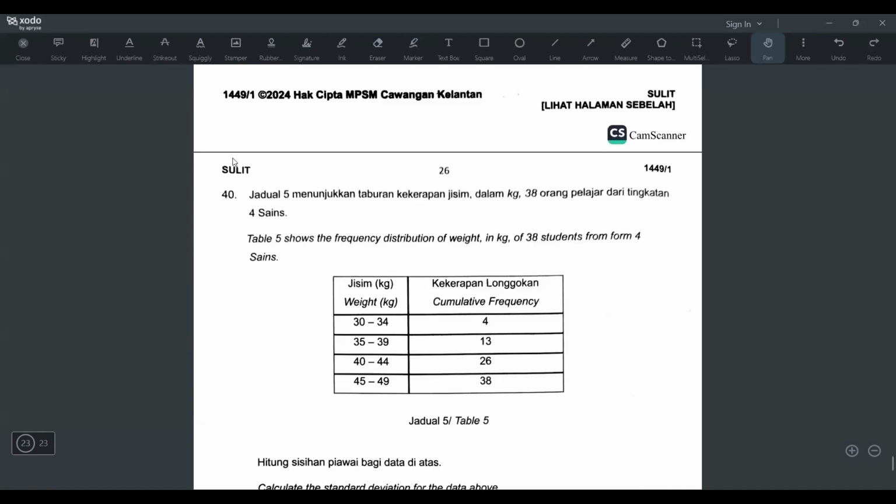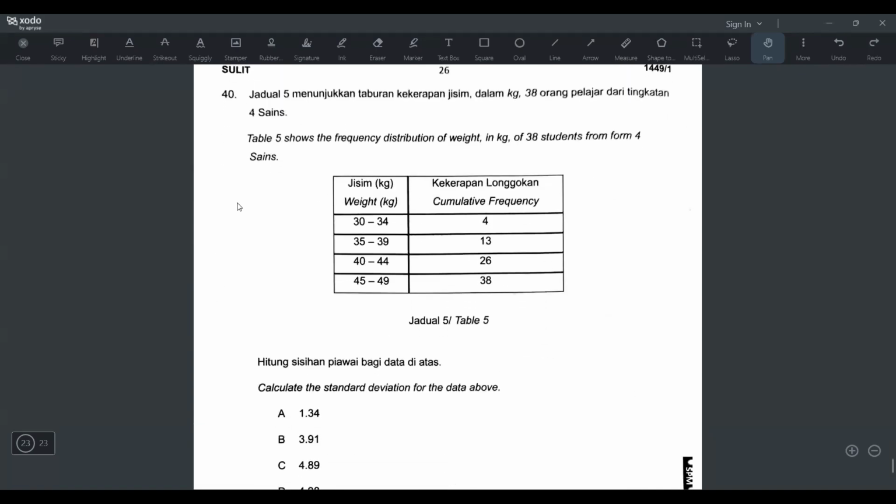Okay, sudah siap? Okay, now we are at our last question. Finally, let's finish it. Table 5 shows the frequency distribution of weight in kg of 38 students from four science. Okay, so this is the total frequency 38. Tapi kalau you tengok sini, dia bukan bagi frequency, dia bagi cumulative frequency. So I think I have to find my frequency myself. But I already know the total is 38.